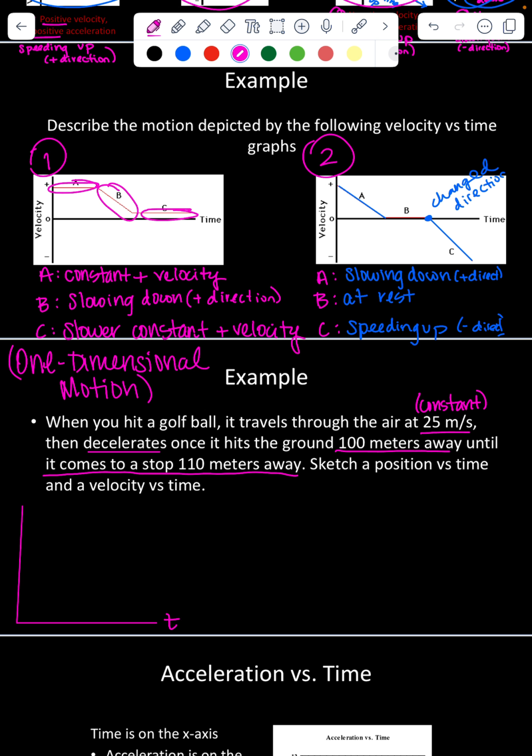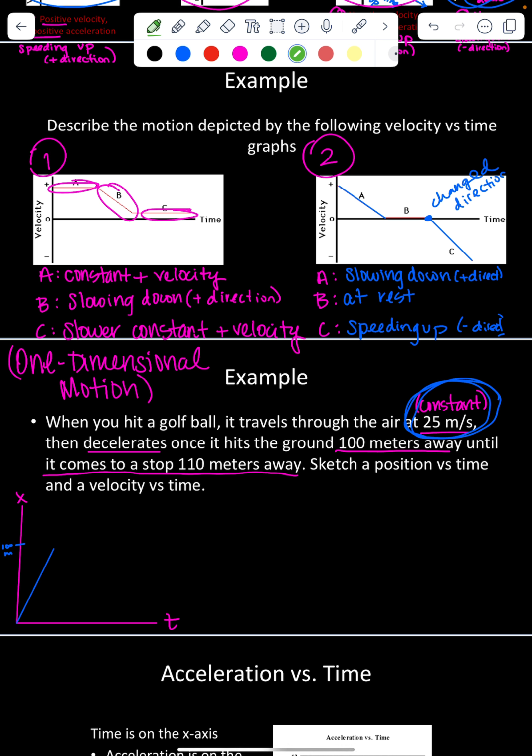All right, so we have our time and then our position. So we have 3 different segments of motion. So we're going to do these in different colors. All right, our first segment is a constant motion, a constant velocity of 25 meters per second. All right, so we would see that constant motion as a straight diagonal line. It is a straight diagonal line until it gets to that 100 meter mark.